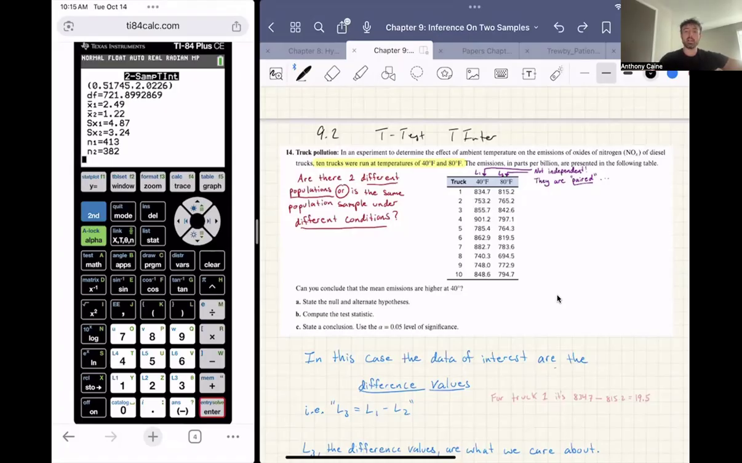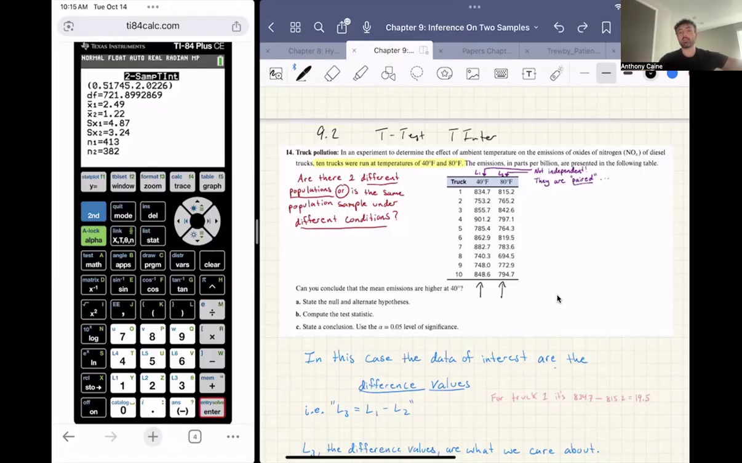So here's the thing about these types of problems. The data that we care about is often not explicitly given. The data that's given, these different emissions values, are going to help us get the data we care about, but what we care about is the difference.